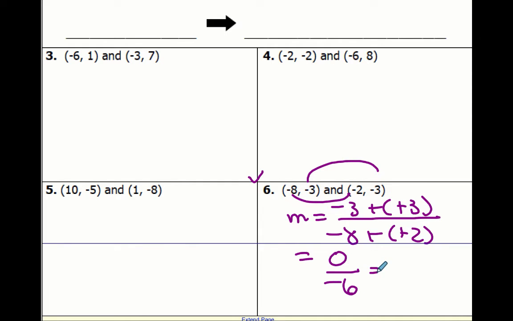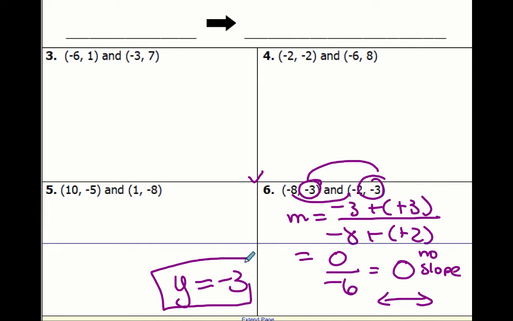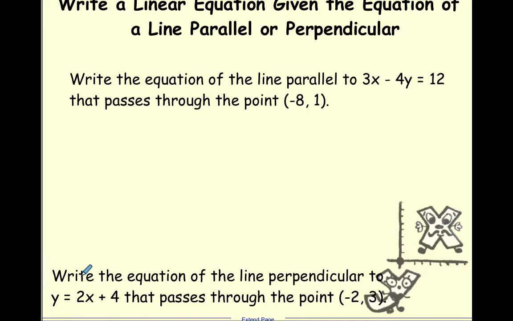0 on the top, we're okay, because it gives us exactly 0. 0 on the bottom, no way. I'll write that in class. Okay, 0 over negative 6 gives us 0, which means we have no slope. And if you remember from our last lesson, no slope means it's a horizontal line. And all horizontal lines are just y equals a number. Well, what number are you seeing repeated for the y? Negative 3.